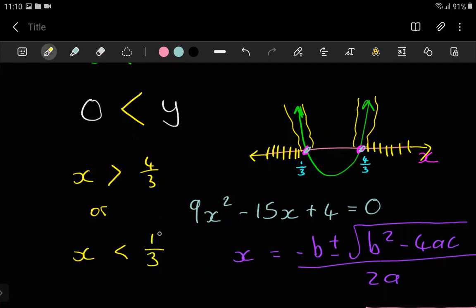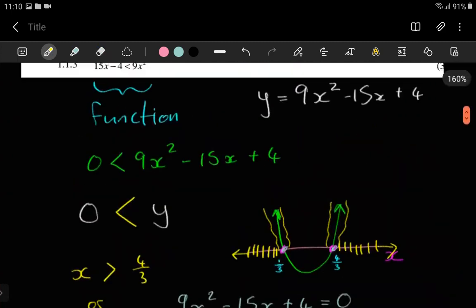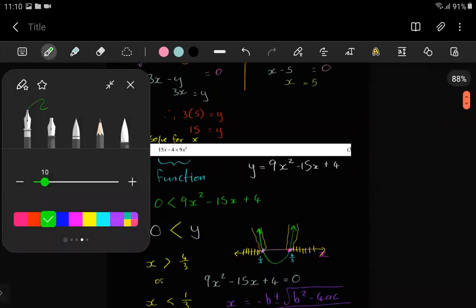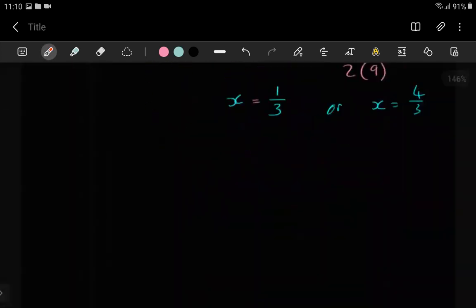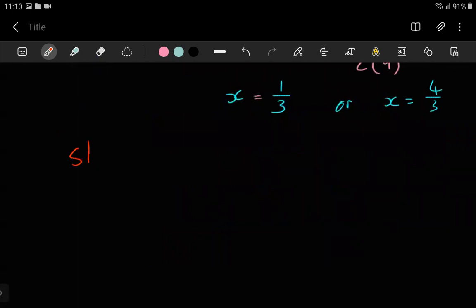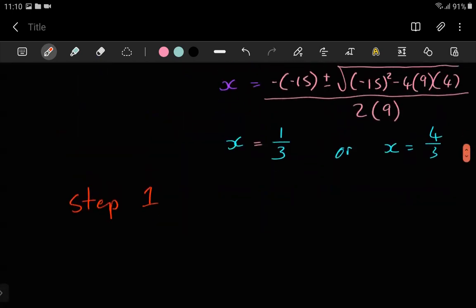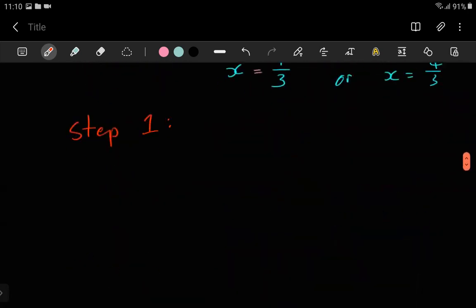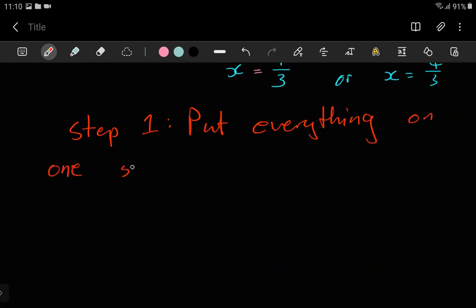There we go. So now that you have seen how you answer this question, let's press back a step and jot down certain things. Step 1, let's just see what we did. The first thing we did was put everything on one side and in standard form.